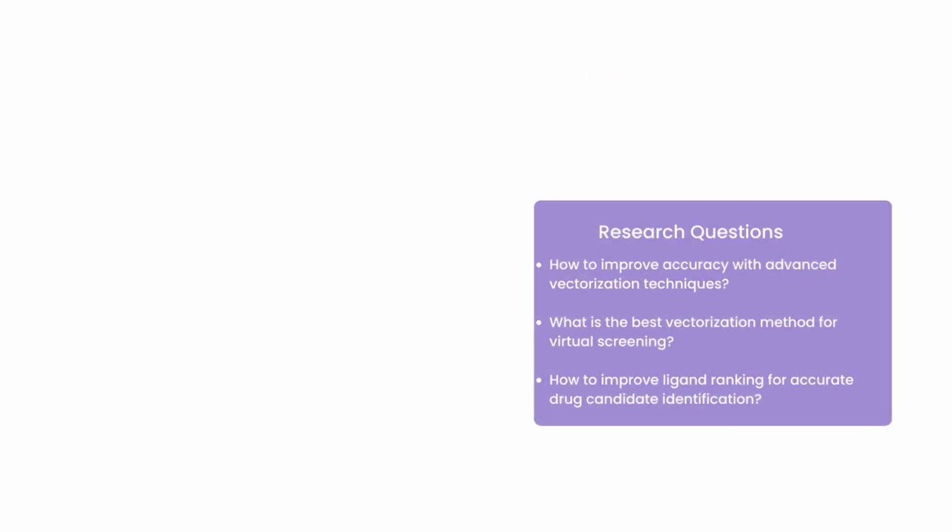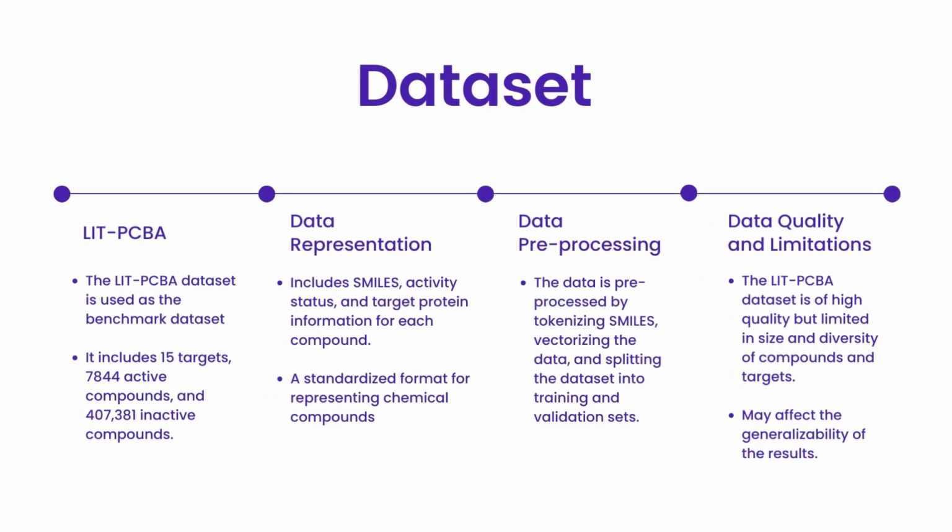Let's now continue with the dataset explanation. We used the LIT-PCBA dataset as a benchmark dataset in our project, which includes 15 targets, around 8,000 active compounds, and around 410,000 inactive compounds represented in SMILES, activity status, and target protein information. The data is preprocessed by tokenizing SMILES, vectorizing the data, and splitting the dataset into training and validation sets. Although the LIT-PCBA dataset is of high quality, it has limitations in terms of size and diversity of compounds and targets, which may affect the generalizability of our results.